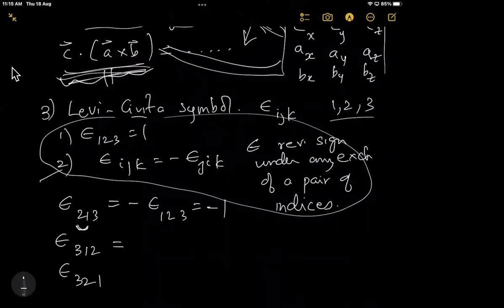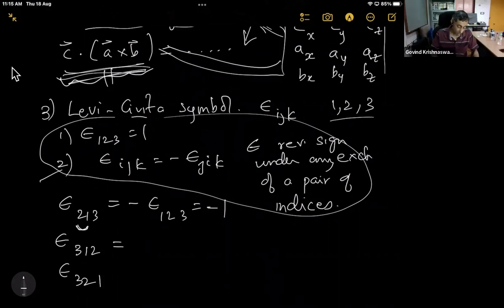Yes. Okay, great. Then the next one is a similar game. Let me reverse the first and third indices at the cost of a minus sign. I will get 2, 1, 3. But that's what we already computed, and it was minus 1. So this has to be 1.